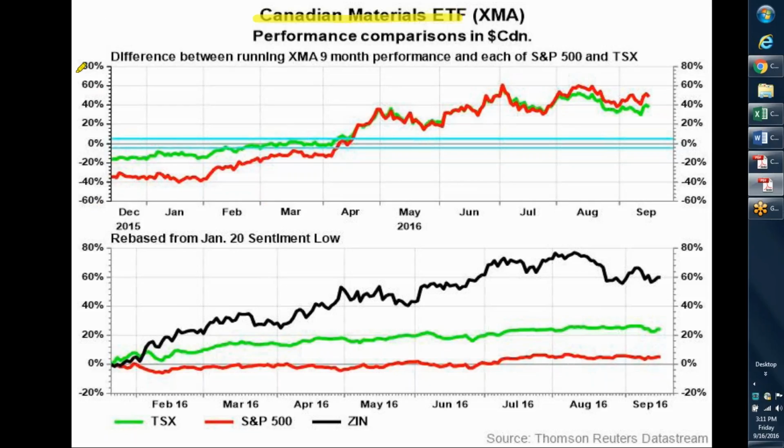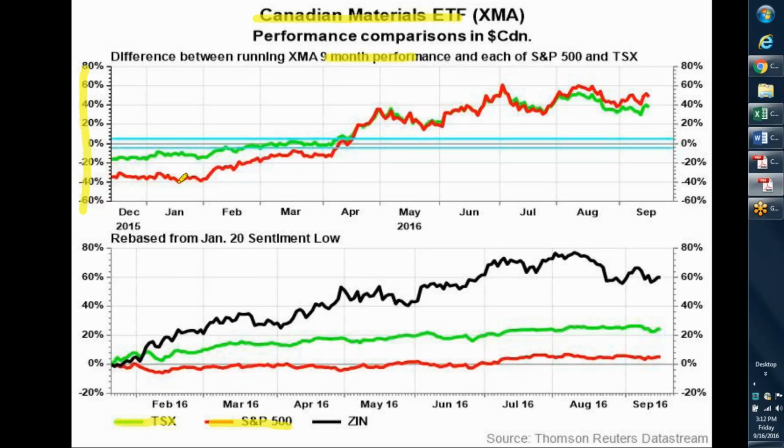And the top chart here is the running 12-month performance compared to the two main indexes. The red line is the Standard & Poor's 500 index, and the green is the CSE. So what this shows is the difference in performance between the Canadian Materials ETF and these two indexes.